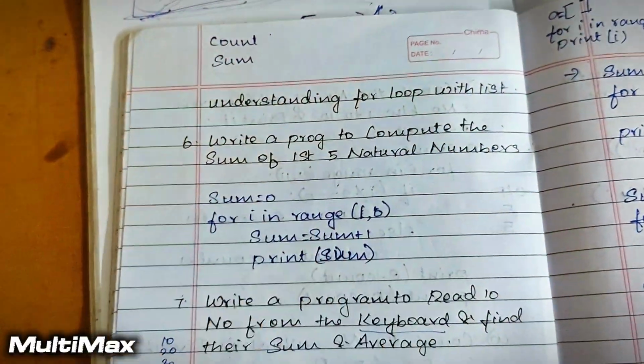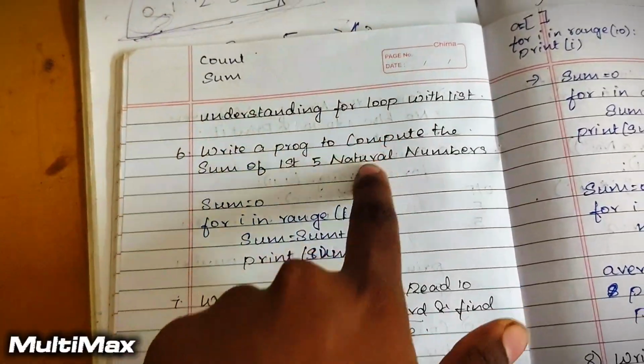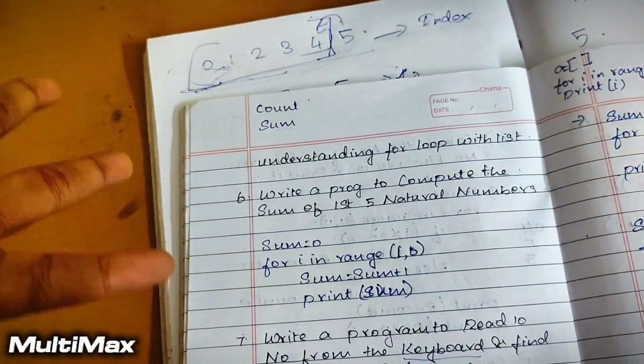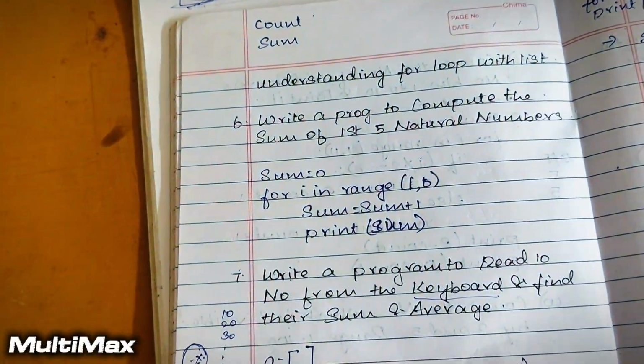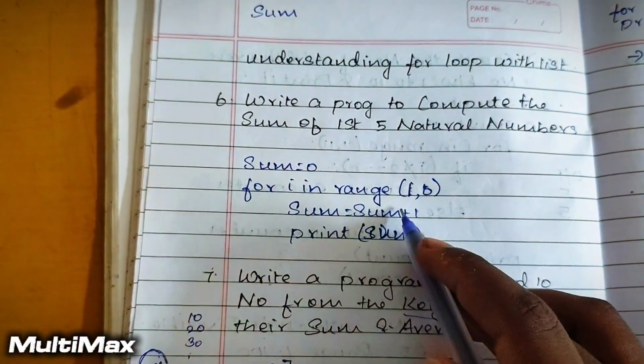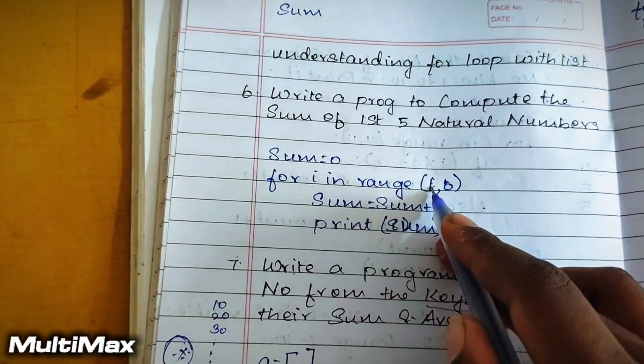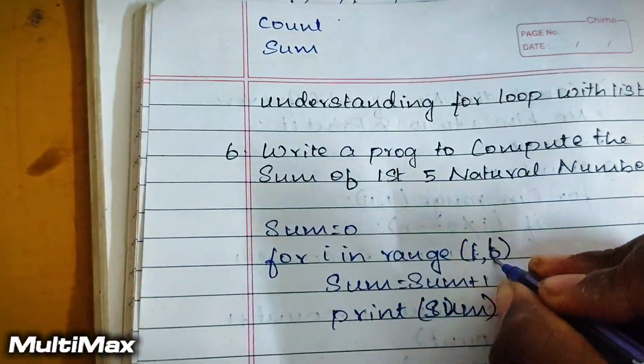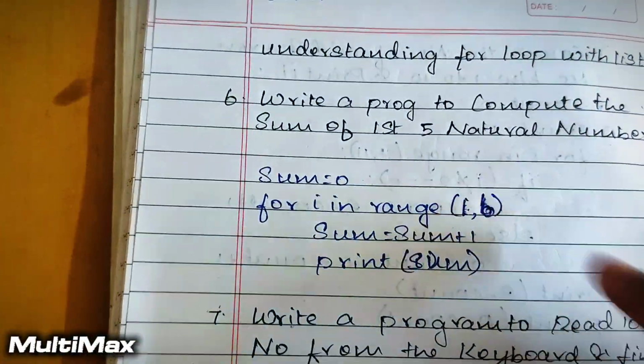Write a program to compute the sum of the first 5 natural numbers, which means 1, 2, 3, 4, 5. These numbers we have to print. So 1, 2, 3, 4, 5, right? That's the reason why I put range 1 to 6. This is not 0, this is 6. 1 to 6 means 1 to 5 will print.